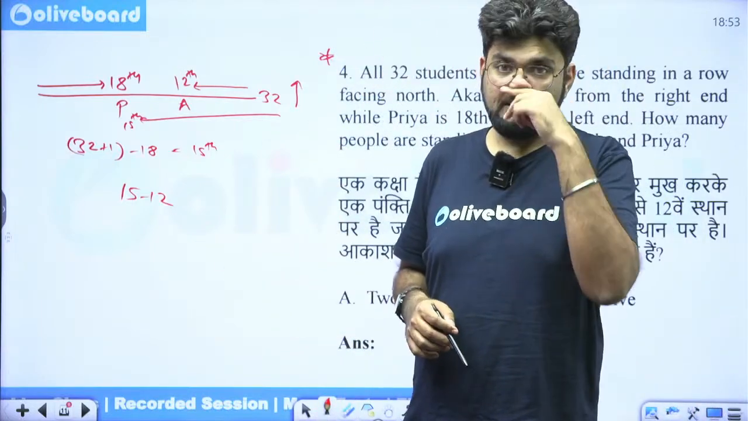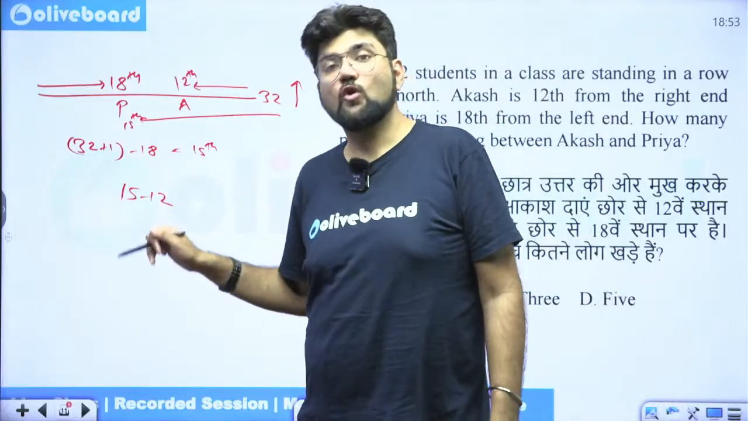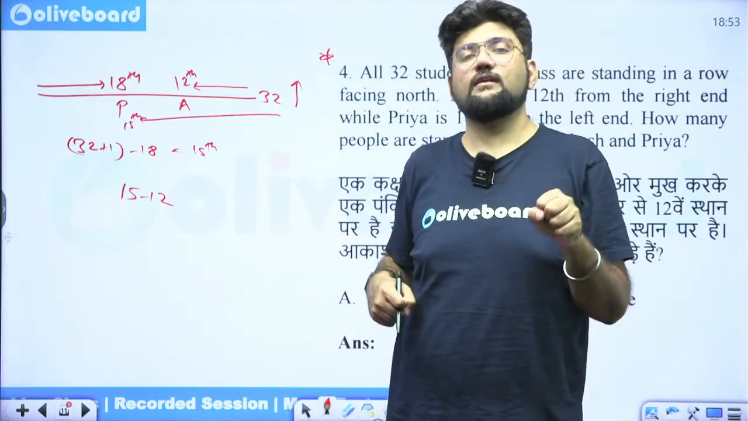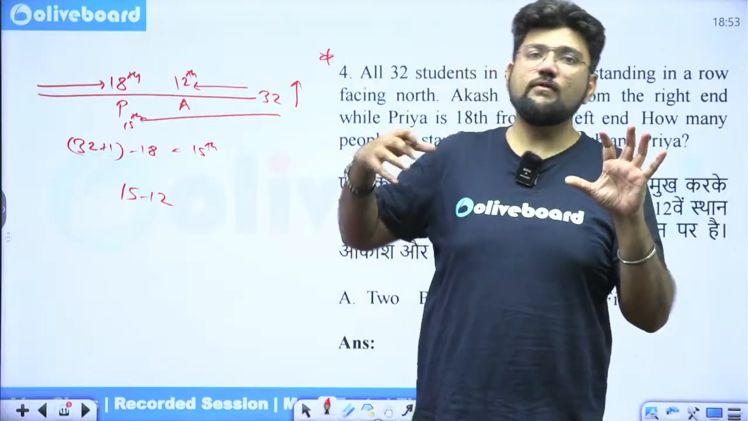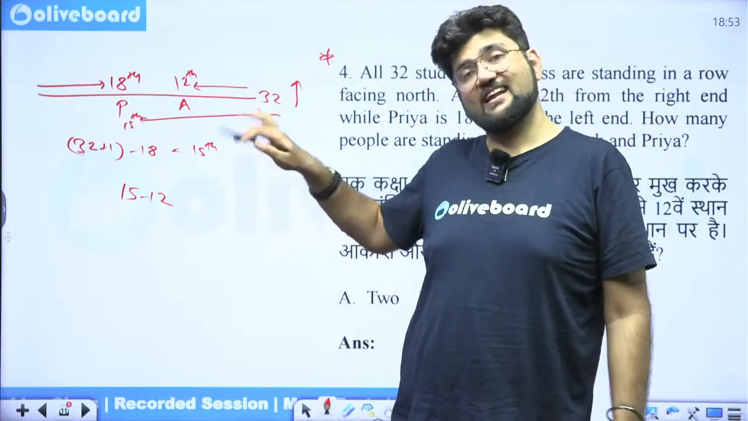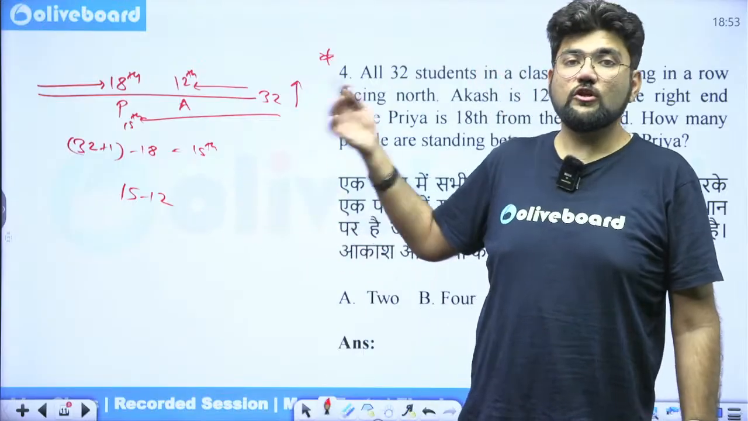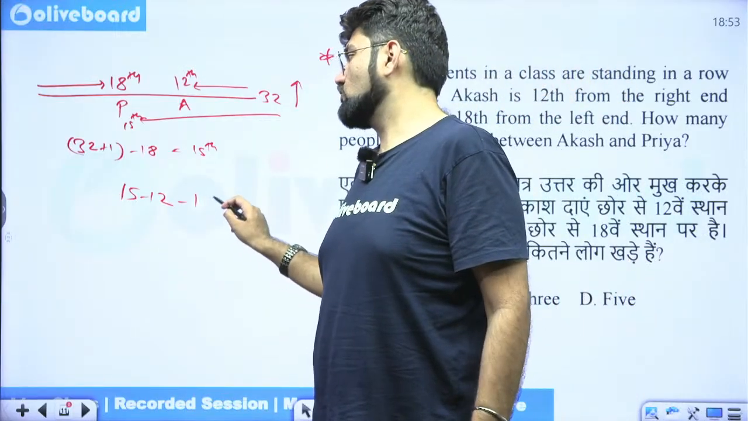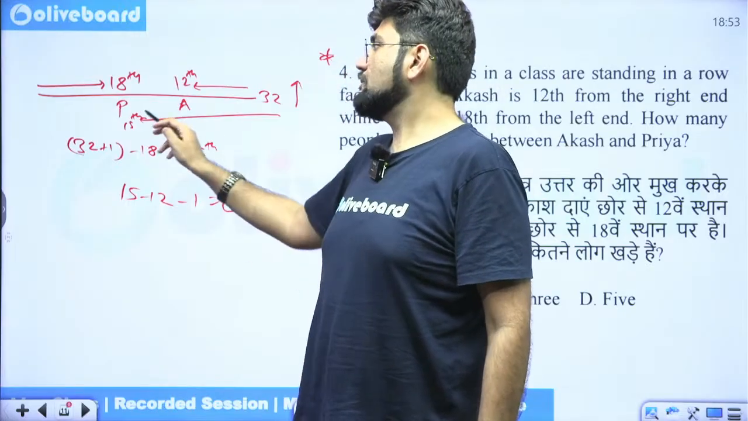Only 2 people. When you subtract directly, you do not count one value. From 15, you are removing 12 quantities, so you don't count 15. And that is why an extra value is added to your answer. For you to get the correct answer, you need to further subtract 1. So how many people are between 15 and 12?